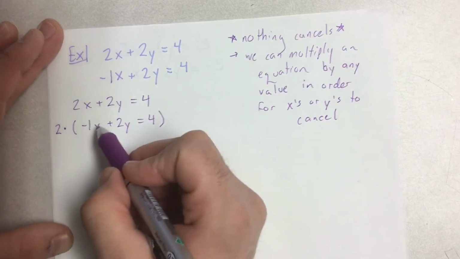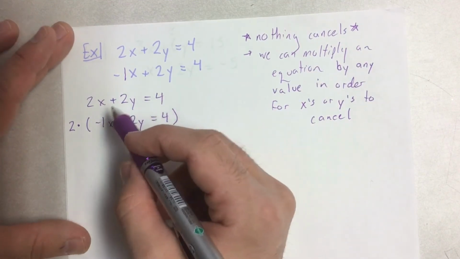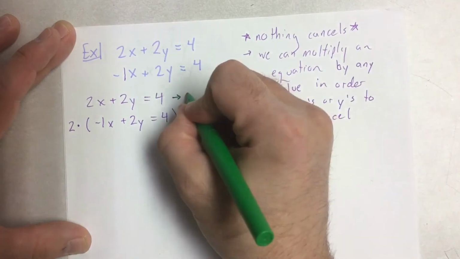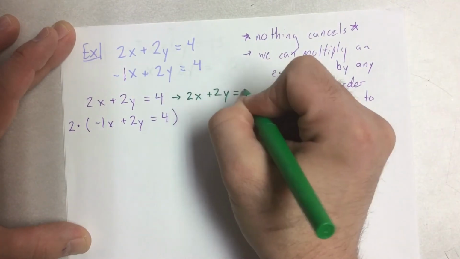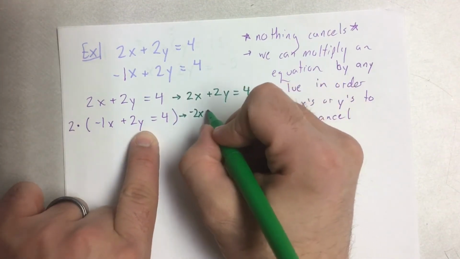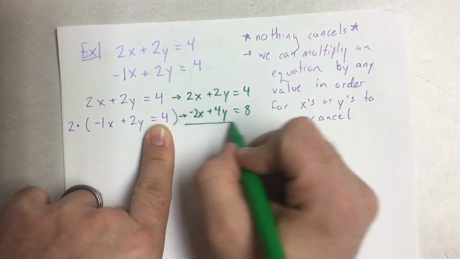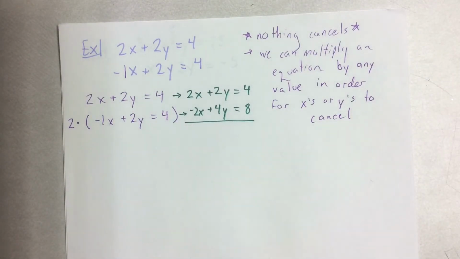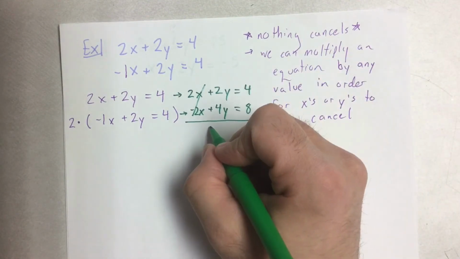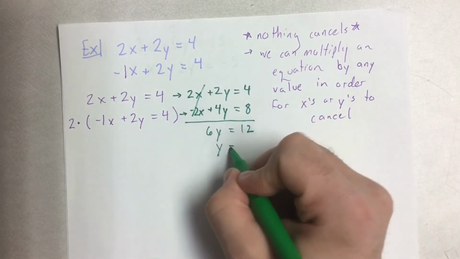And since I'm modifying one number, I have to modify all of them, hence the parentheses. So we do this, and we get, our first equation stays the same, 2x plus 2y equals 4. My second equation becomes negative 2x, positive 4y, and 2 times 4 is 8, positive 8. So our x's would eliminate. Now we combine. Positive 2, positive 4 is 6, 4 and 8 is 12. So we divide by 6 and we get 2.